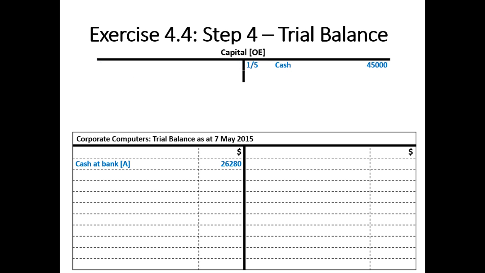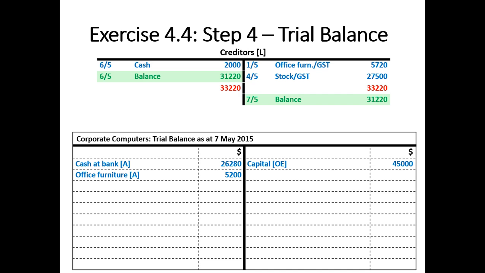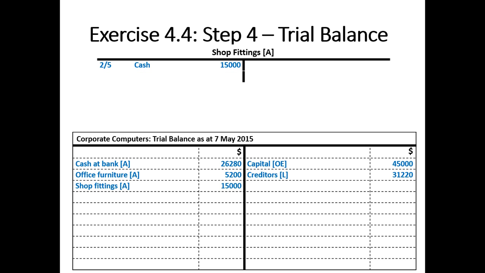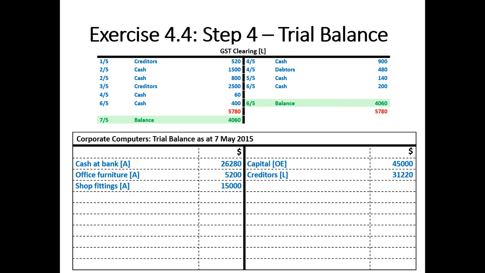The next ledger was capital, which had a credit balance. So we'll put that in there. We've got office furniture with a debit balance. We had creditors, which had a credit balance. We've got shop fittings, which are assets, so they'll have a debit balance. GST was one that can be a debit or a credit balance. In this case, it's going to be a debit, so we'll put it on the debit side.